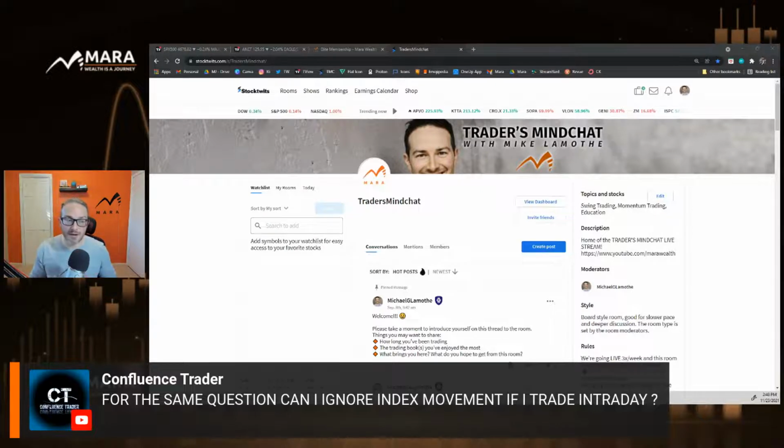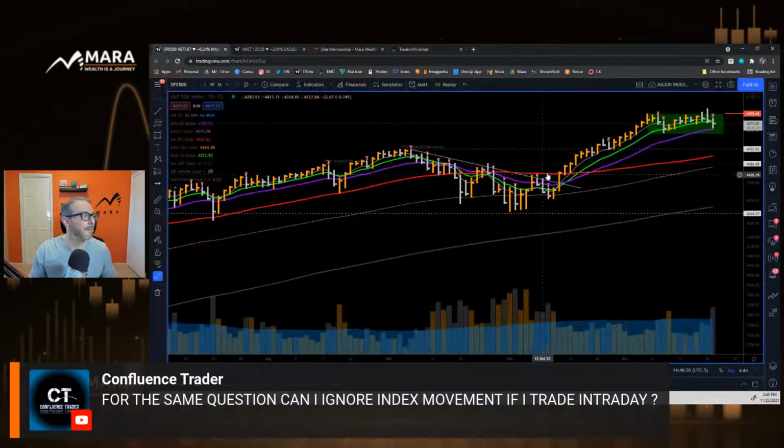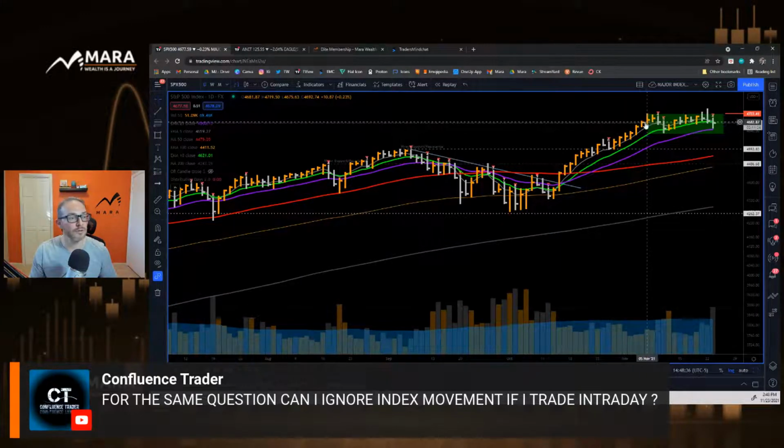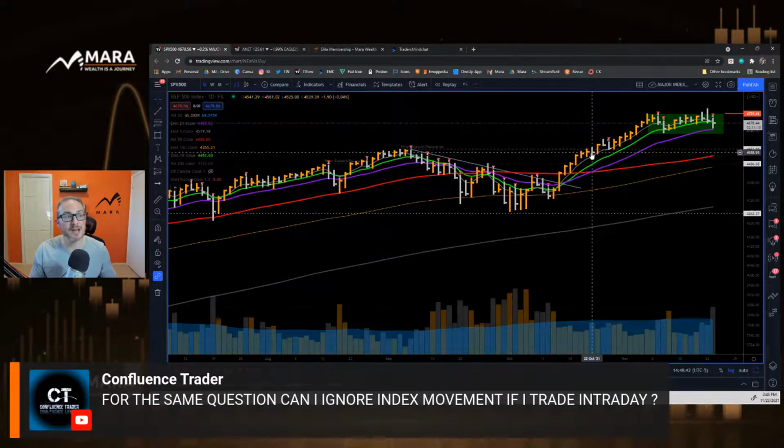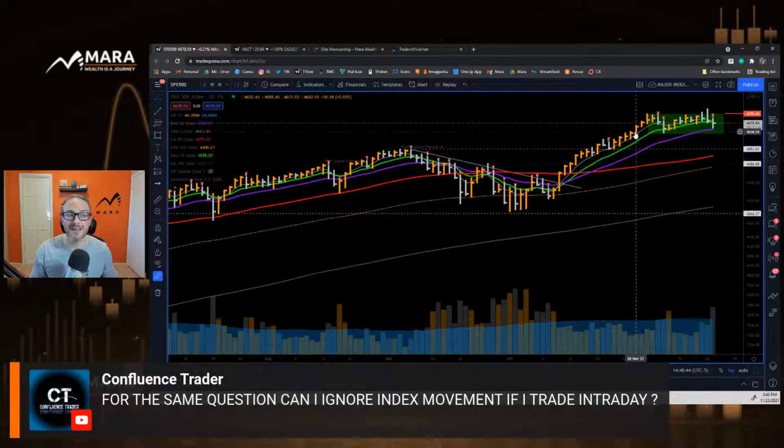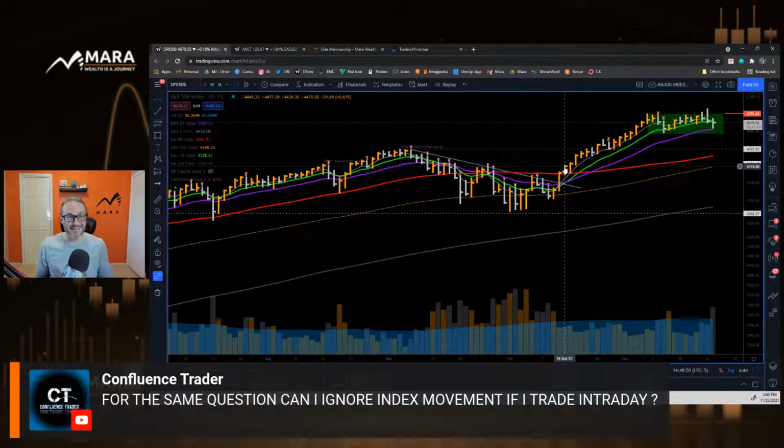So if the market is in a strong trend, for example back here, between mid-October and the beginning of November, that's a very strong trend. Price broke out above the 50 and was holding its own 5 EMA for about a month. That's about as strong of a trend as you can hope for.